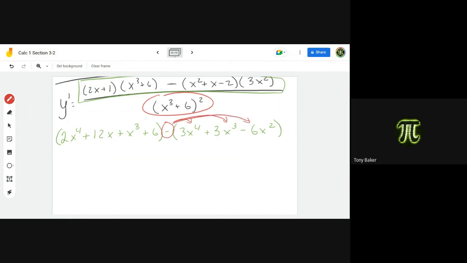If you forget your parentheses, odds are you're going to forget to distribute the negative sign through, which means the signs of these two problems will be wrong and you'll have the wrong answer at the end. Okay, so it's a good habit to get into to leave those parentheses there until you've dealt with the negative sign. So this becomes negative 3x to the 4th, negative 3x to the 3rd, plus 6x squared.